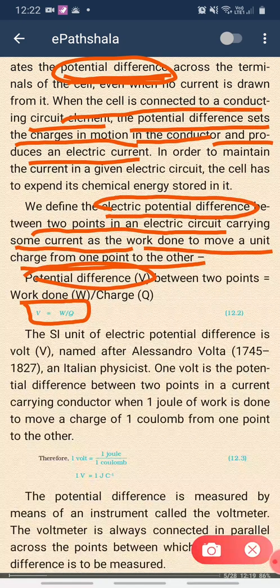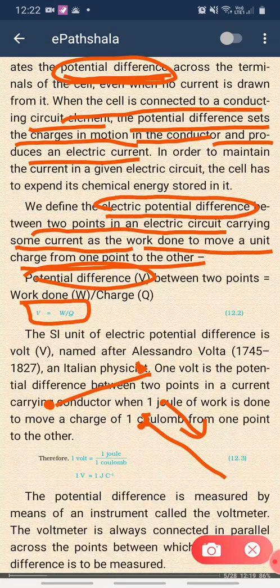Potential difference is the work done in moving a unit charge from one point to another. When you see this word potential difference, it means some difference is being created between the 2 points, just like some difference would be created when water flows from top to bottom.